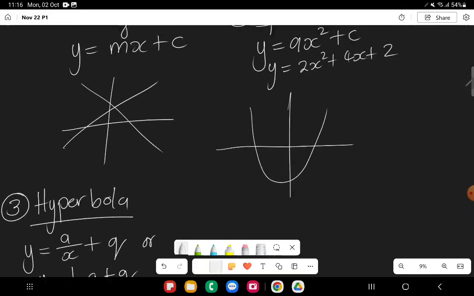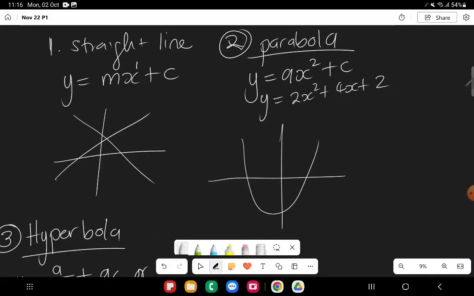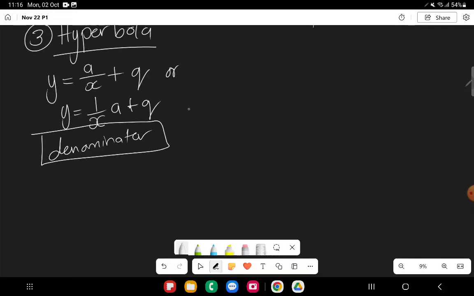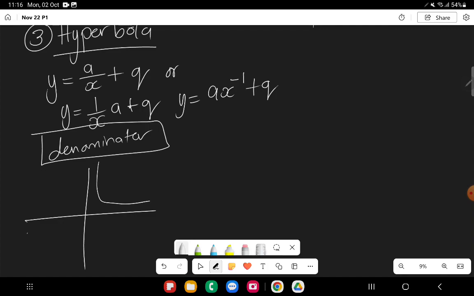So in your straight line graph, x is to the power of 1. In your parabola, x is to the power of 2. In your hyperbola, x has got a negative exponent. We could also say y is equal to a x to the power of minus 1, plus q. That's a hyperbola. So a hyperbola is the graph that looks like this.